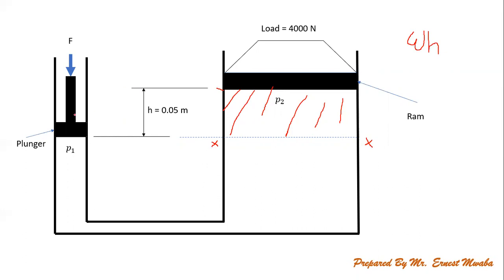So which means that we'll have F over A on this side being equal to load over A on that other side. Then we also add this one, meaning the total pressure acting on this surface, which is at the same level with the plunger, is specific weight multiplied by the height added to pressure 2, which is load over capital A. Handwriting is improving. Yeah, it looks scary for now. So that's load over capital A.